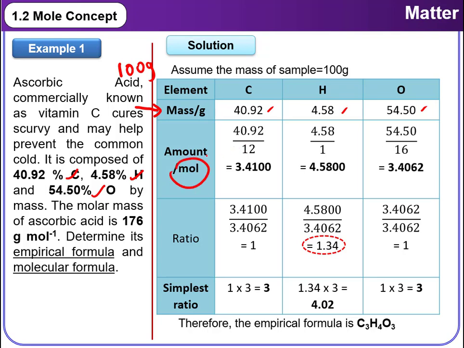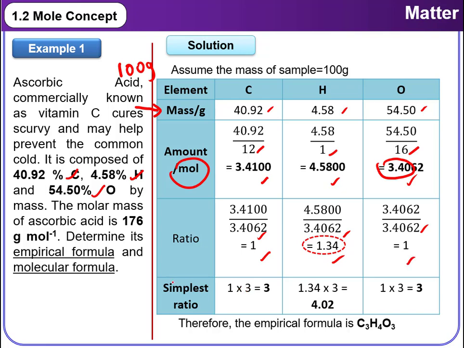Then you find the mole, by dividing by the molar mass of each element. For carbon, the molar mass is 12, for hydrogen is 1, and oxygen is 16. Then you have the answer in mole. You find the ratio by dividing by the smallest value. Which one is the smallest value? It is 3.40. Then you divide by the smallest value. You have 1, 1.34, and this is 1.